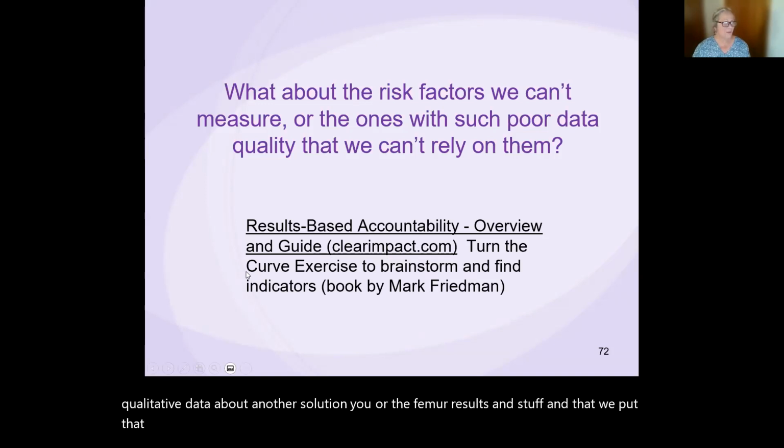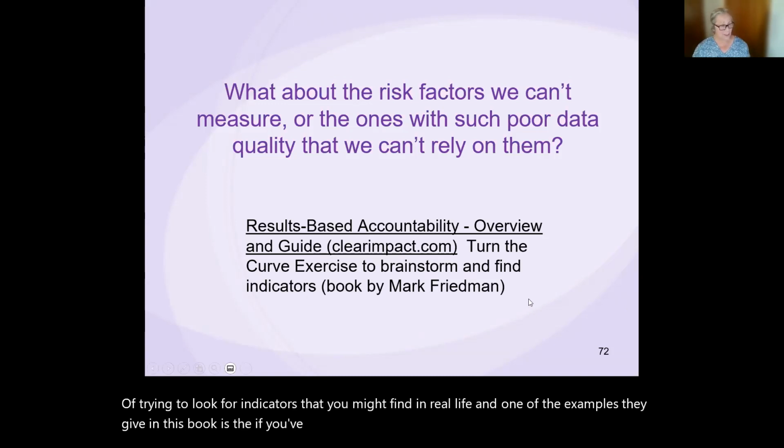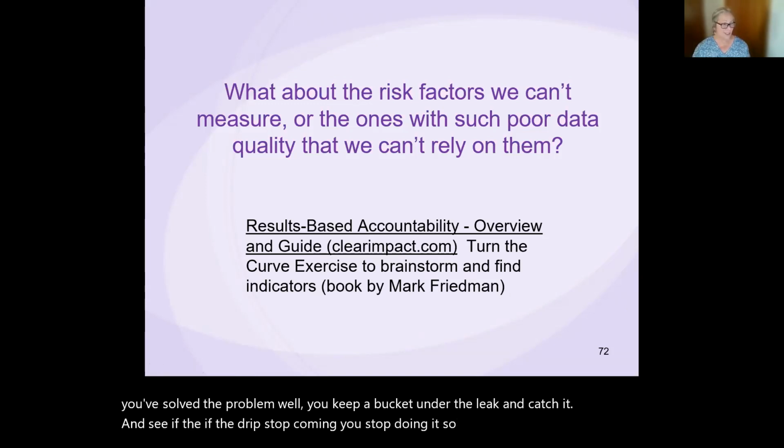But the results-based accountability folks have a good way of trying to look for indicators that you might find in real life. And one of the examples they give in this book is that, if you've got a leaky roof and you're trying to measure whether you've solved the problem, well, you keep a bucket under the leak and catch it, and see if the drips stop coming. So it doesn't need to be very sophisticated. You can sometimes figure out measures.